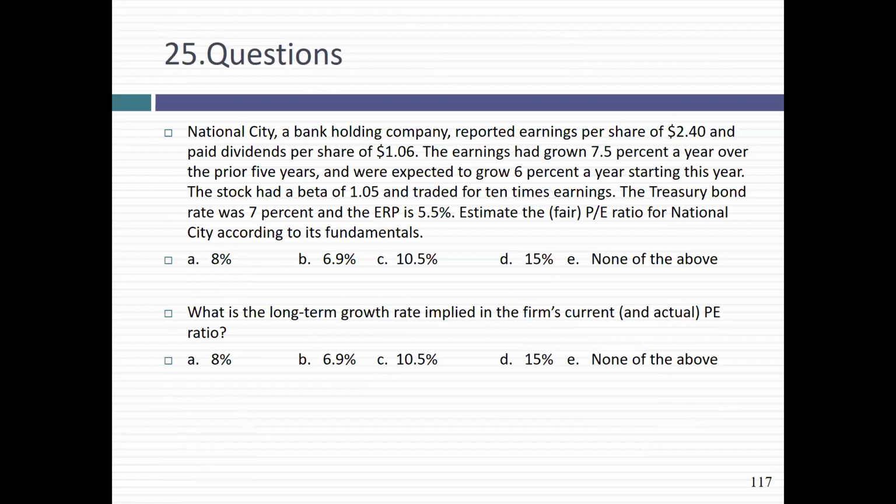And then we finally need to figure out what is R. As we see, the treasury bond rate was 7%, the equity risk premium is 5.5%, the beta is 1.05. If that's the case, we can then estimate what is R. R is going to be 7% plus 1.05 multiplied by 5.5%. That's going to give us 12.775%.